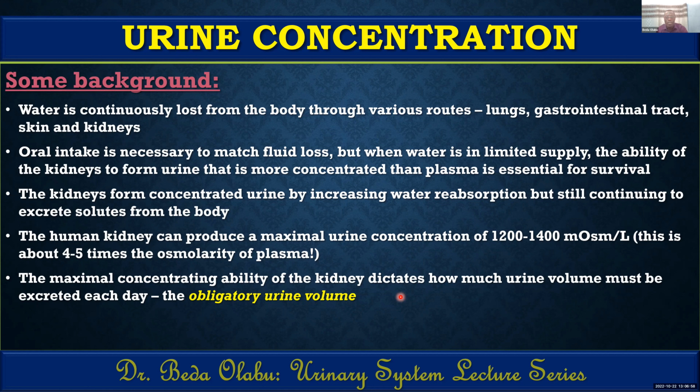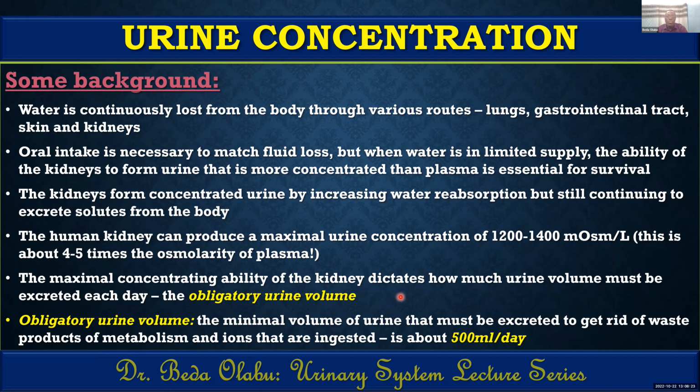Now think about it this way. The amount of solutes that our bodies need to eliminate each day is about 600 milliosmoles. So if our bodies must eliminate about 600 milliosmoles per day, and our kidneys can concentrate urine to the range of 1200 milliosmoles per liter, then we ask ourselves, how much volume of urine is necessary to eliminate 600 milliosmoles? Half a liter, 500 ml of urine, is basically what is required to eliminate 600 milliosmoles. This 500 ml of urine is the obligatory urine volume.